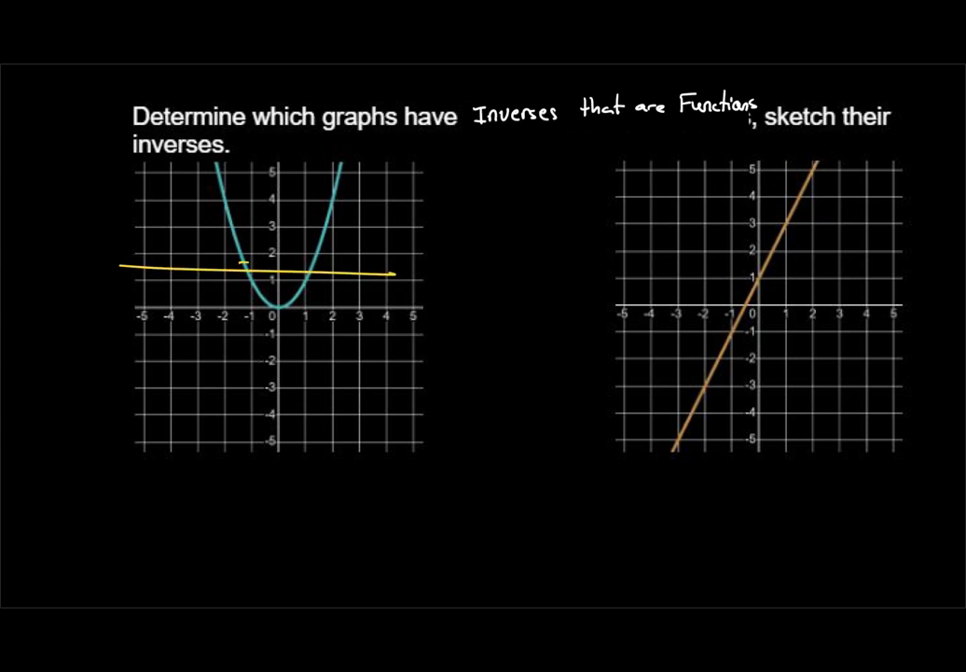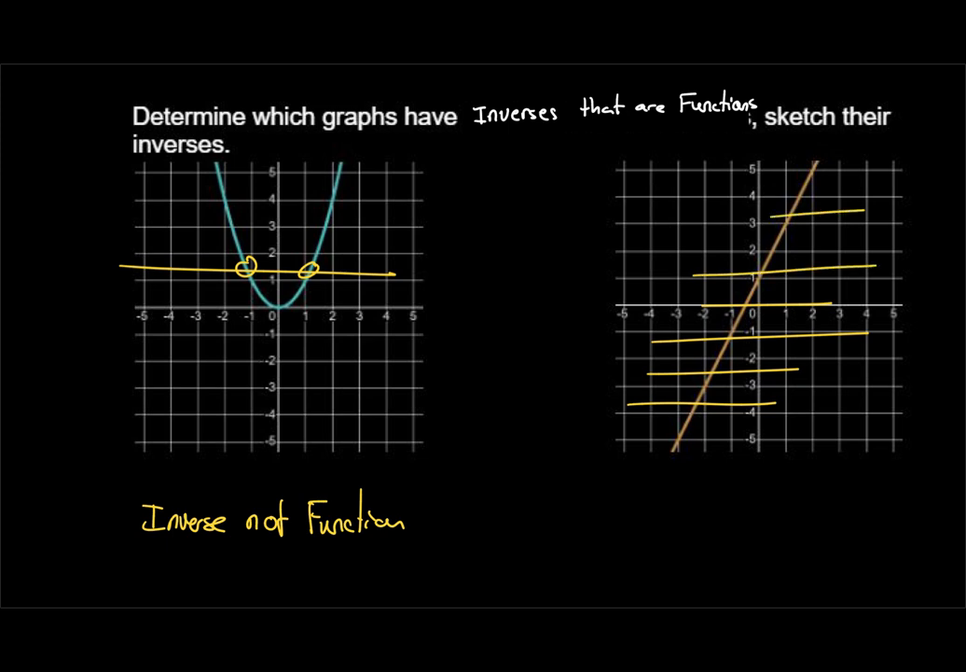The first one, if you draw horizontal lines, you can see that it hits twice, so the inverse is not a function. On the right graph, no matter how many horizontal lines you draw, it only touches the graph in one place. Therefore, the inverse is a function.